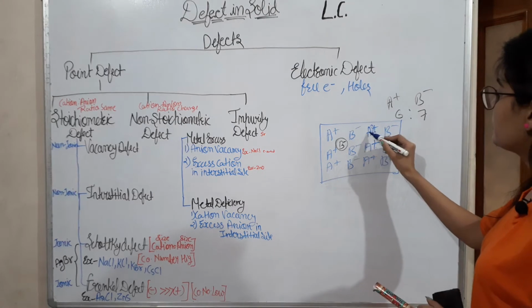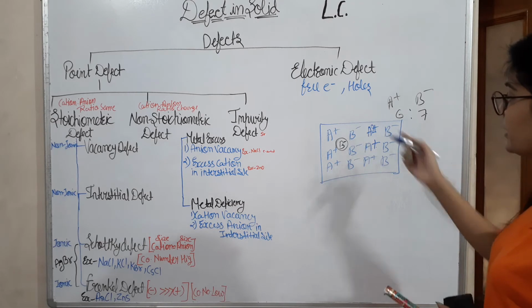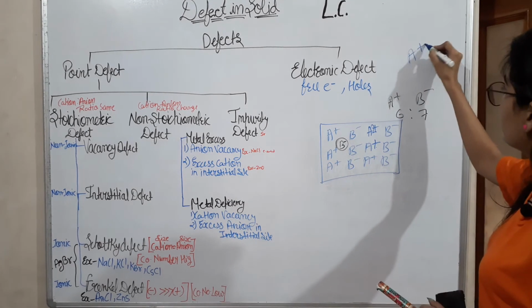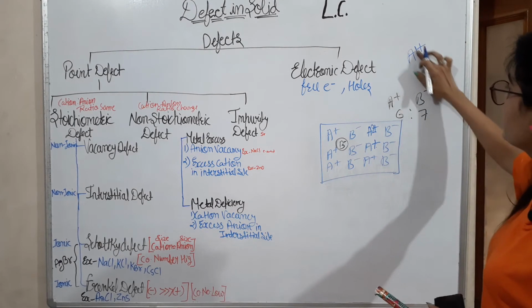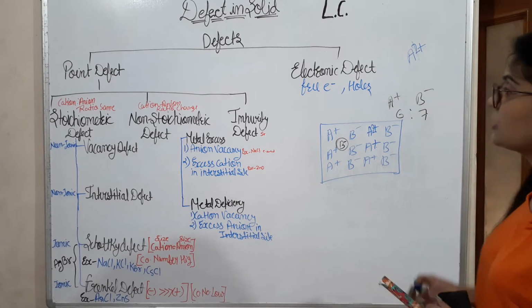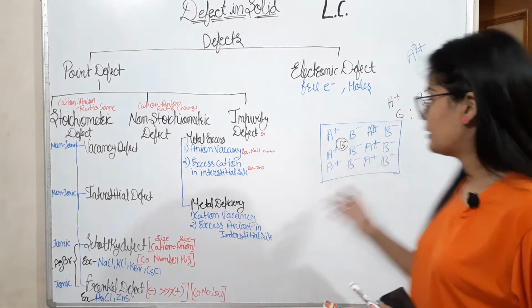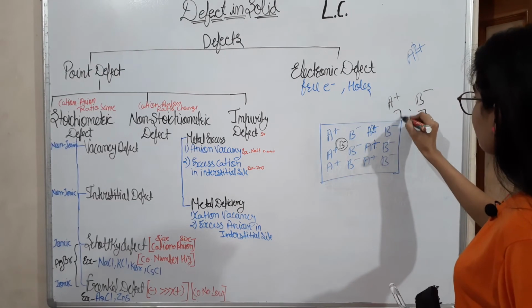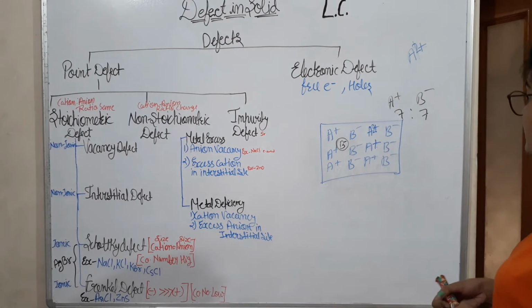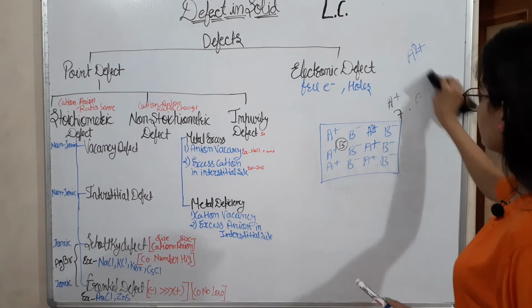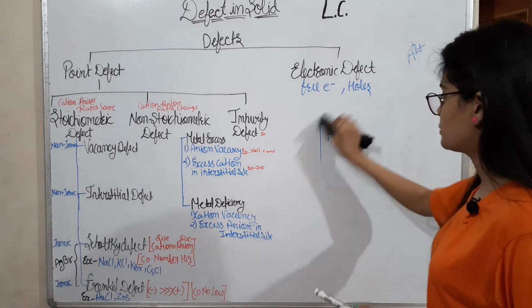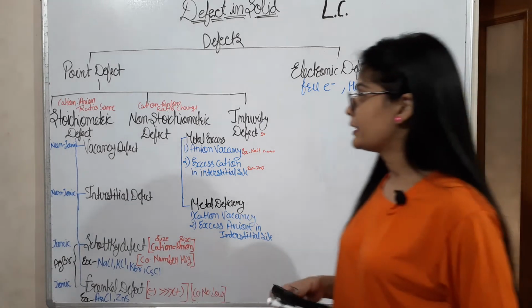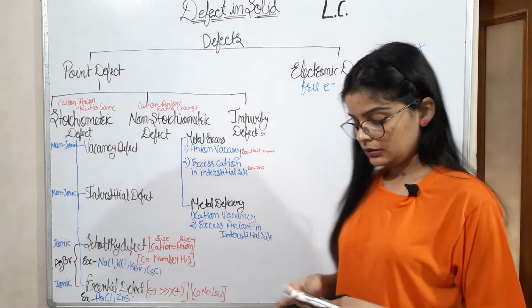So we increase A1 plus to A2 plus. First of all A had 1 plus charge, so we have now made it 2 plus charge. In this way they are now electrically balanced: 7 A plus charges and 7 B minus charges. In this way this solid is now in neutral condition. So in this way this defect is formed.